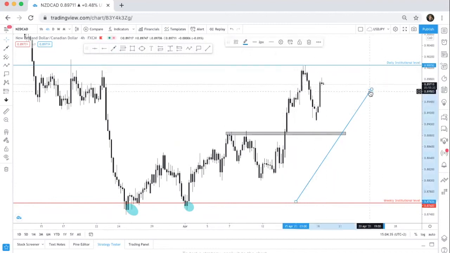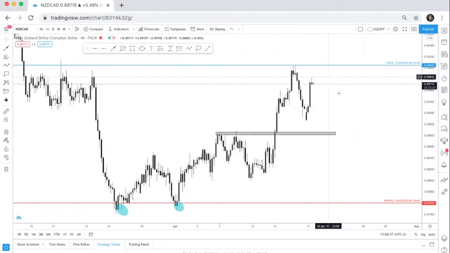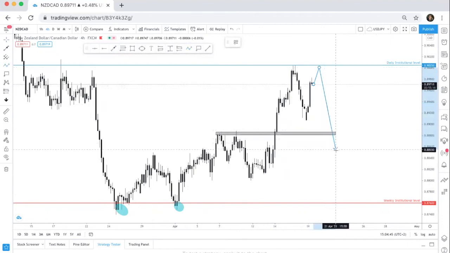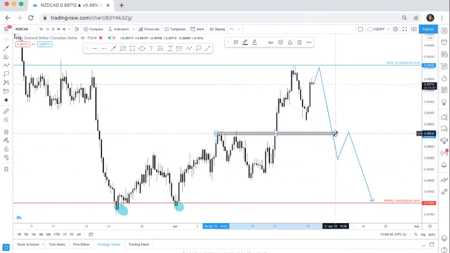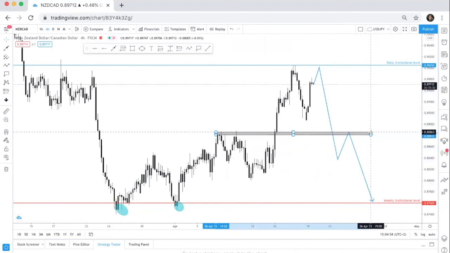So on this pair, I do believe we are going to continue back down to the weekly zone. What I am looking for is a possible double top right here, continuing down, break, retest of that area, back down to our weekly zone. And that will be the final take profit area. So this will be the break and retest of this zone right here before continuing down to our weekly zone.